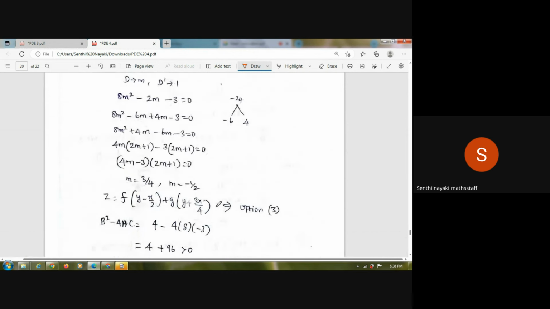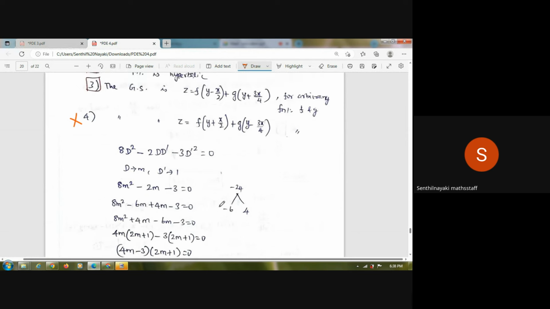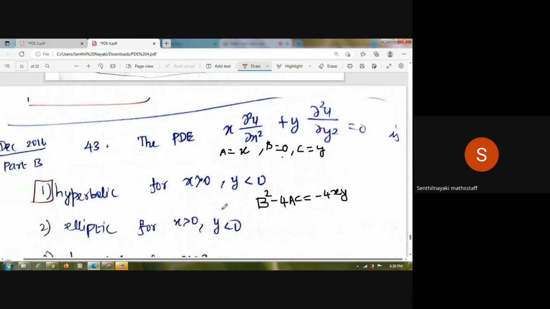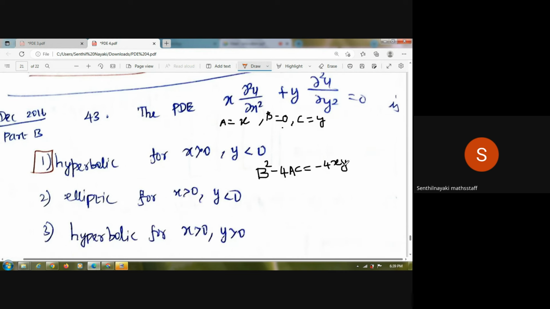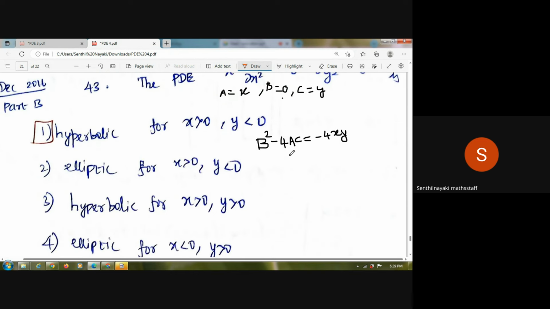So, in a single question, we have to solve the question as well as find out the discriminant value also. Here a simple question: x into del square u by del x square plus y into del square u by del y square equal to 0. Here the a value is x, the b value is 0, the c value is y. So, b square minus 4ac is minus 4 into xy. So, we have to carefully select the answer.